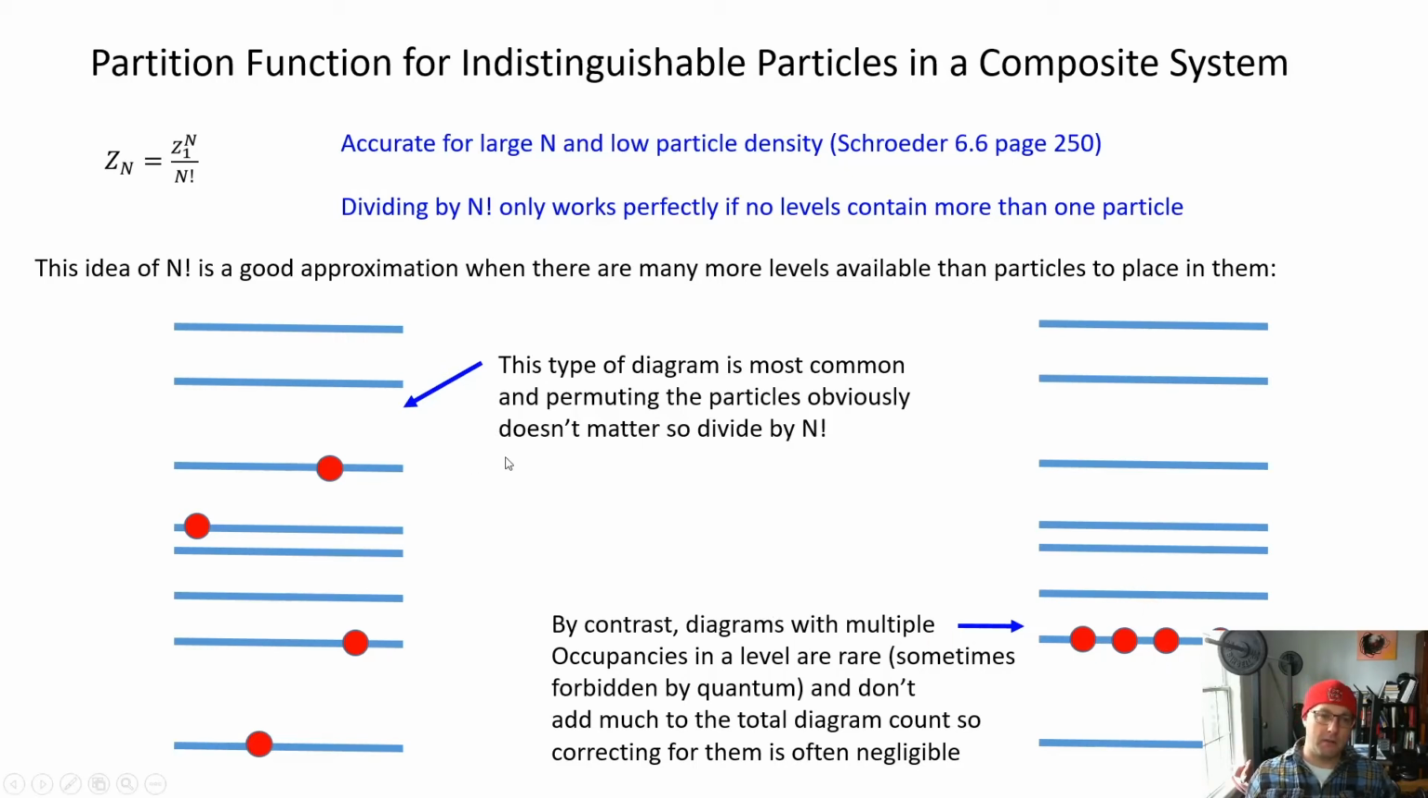So the nice thing about this is that for large enough n and large enough numbers of levels compared to n, the diagrams with only single occupancies are by far the majority. If you've got a lot of levels, the ones where you've got multiple occupancies per level are relatively few, and so ignoring them doesn't actually change very much in your calculation of the partition function.